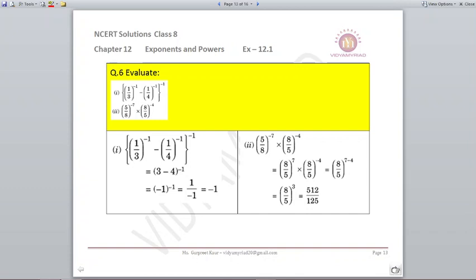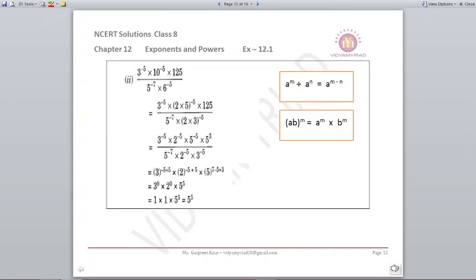Second part. 5 upon 8 raised to power minus 7 multiply by 8 upon 5 raised to power minus 4. So what we will do is we will try to keep 8 in the numerator or 5 in the denominator, or you can keep 5 in the numerator or 8 in the denominator. Anyways you can do. Now if in the first part, if I take its reciprocal by converting the power into positive, it will become 8 upon 5 raised to power 7. Multiply by, let us keep it same, 8 upon 5 raised to power minus 4. And we know that in the case of multiplication we add the powers. So it will become 8 upon 5 whole raised to power 7 minus 4, which is 3. Answer comes to 512 upon 125.